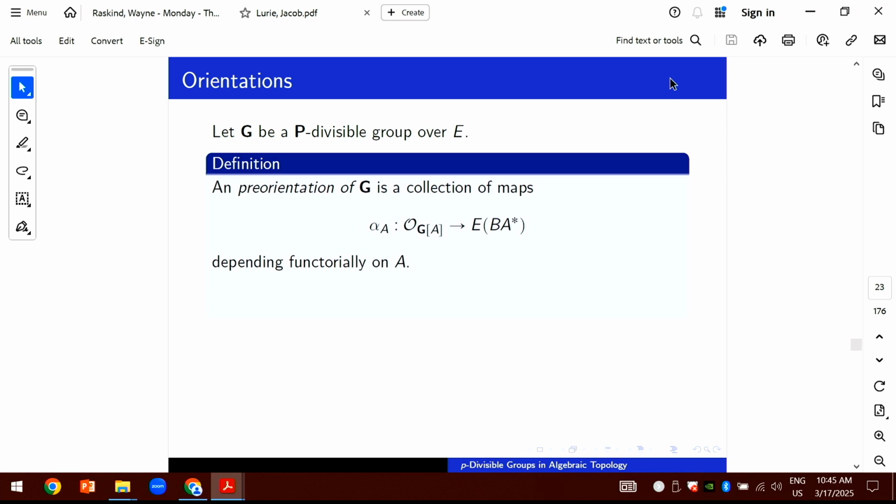Both sides here are covariant functors of A. And I'll say that it's an orientation if it satisfies the conclusions of the Atiyah-Segal theorem. That is, it always exhibits the target as a completion of the source with respect to an augmentation ideal, which is the kernel of some map from O of G sub A to O of G sub 0.